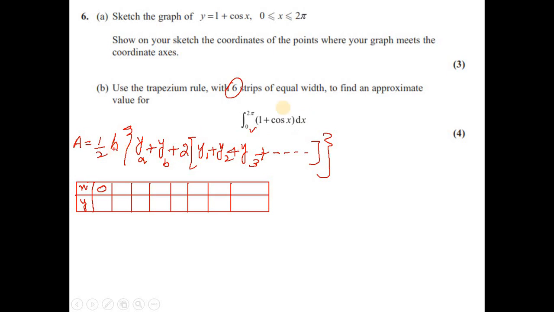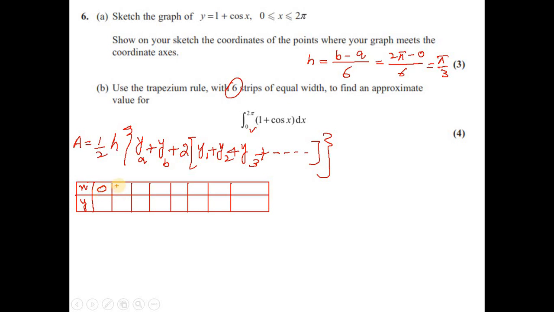And how do we find h? h is b minus a divided by the number of strips, and the number of strips here is 6, and b and a are the upper and the lower limit. So you can say 2 pi minus 0, upper limit minus lower limit, divided by the number of strips 6. So h is pi by 3. This is the width of the strips, or interval of each strip.